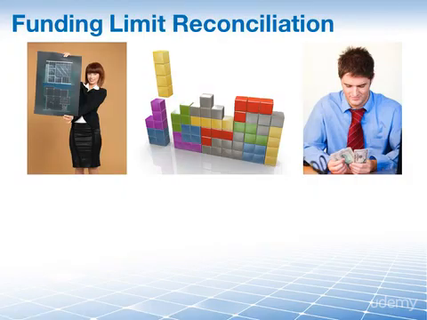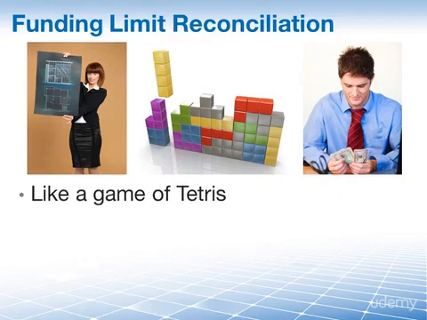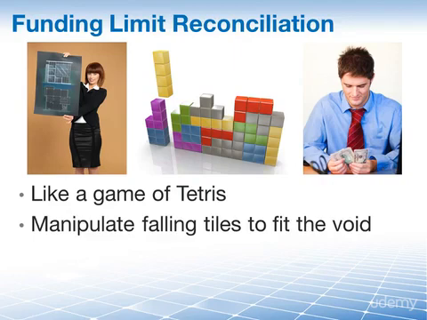Let's do that with a fun analogy. I claim that working through your budget using funding limit reconciliation is just like the game of Tetris. You've played it. The goal of the game of Tetris is to rotate and manipulate the position of a group of square tiles as they fall down from the top of the screen. You have to move the falling tiles so that they fit into the void that is left between the tiles on the bottom of the screen. And you see that in the picture in the middle there.